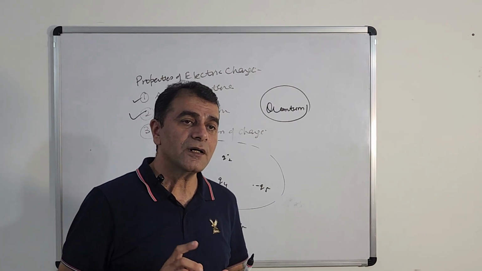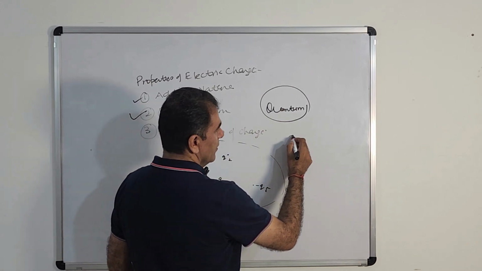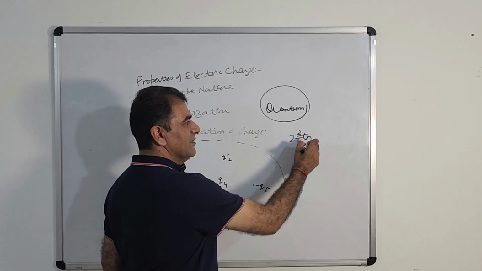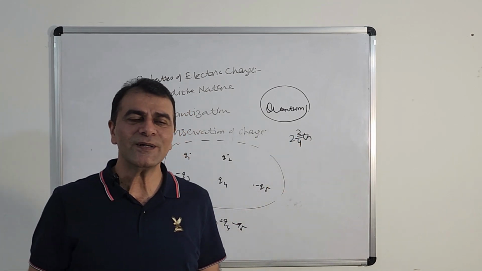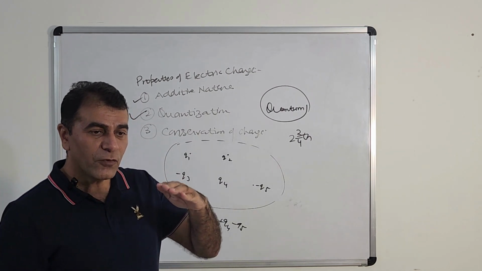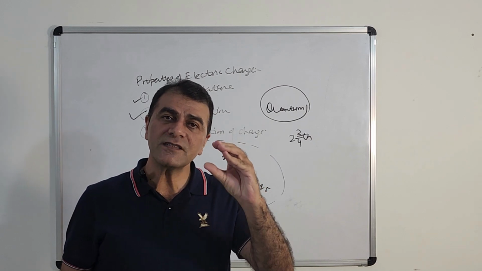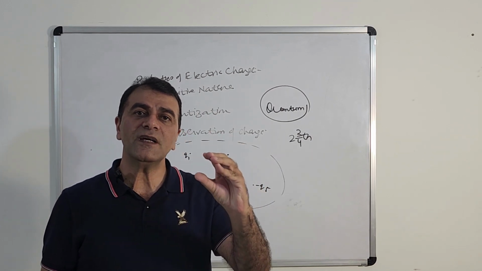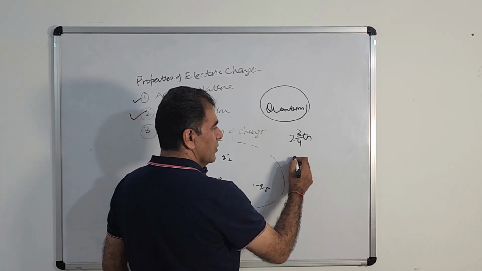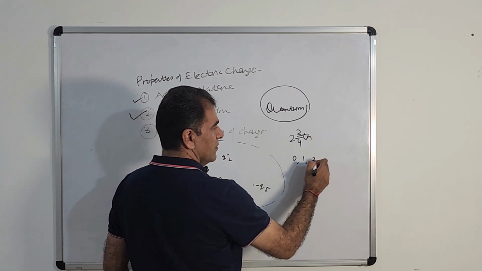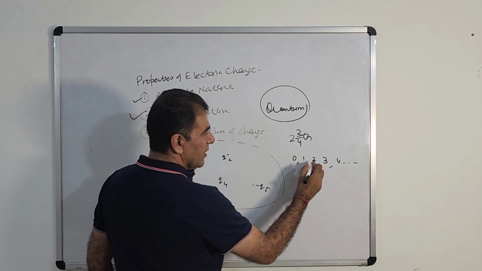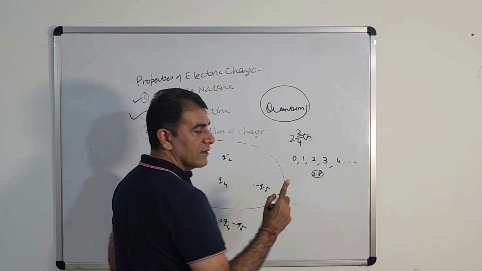But have you heard of a floor like 2 and 3 by 4th floor? Have you heard this term? No, never, because it is not possible. So it means the floor can have only a fixed discrete value. Discrete means a fixed value like zeroth floor, first floor, second floor, third floor, fourth floor, and so on. But you cannot say that it is 2.8 floor. Not possible.